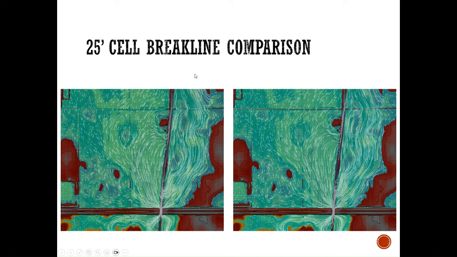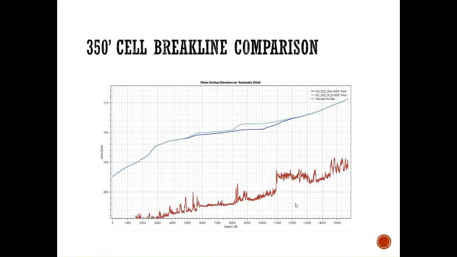Here when we look at the 25-foot cell mesh, we're not seeing as big a difference because, again, with the higher resolution mesh, the cell faces are already somewhat aligned and falling on the roadway embankment. So we're already seeing a pretty realistic flow behavior where flow is being forced to constrict through the bridge opening with or without a break line when we have a higher resolution mesh to start with.